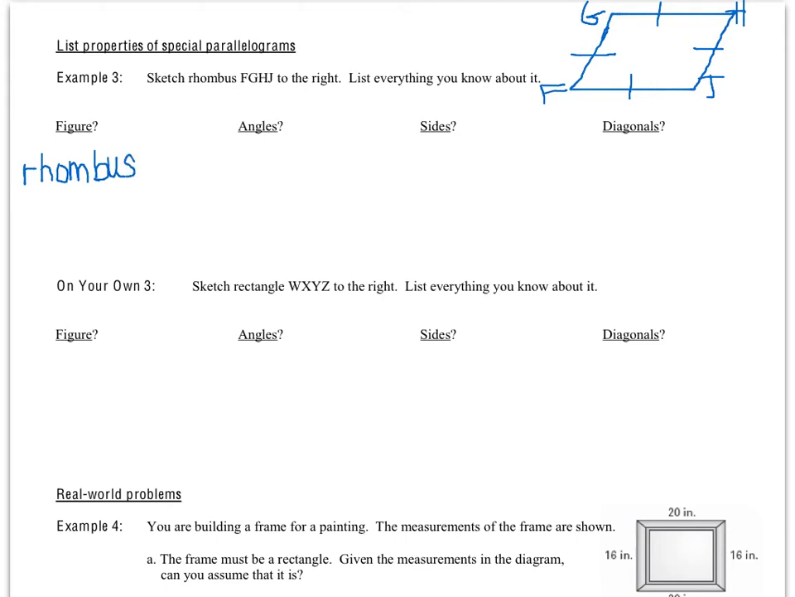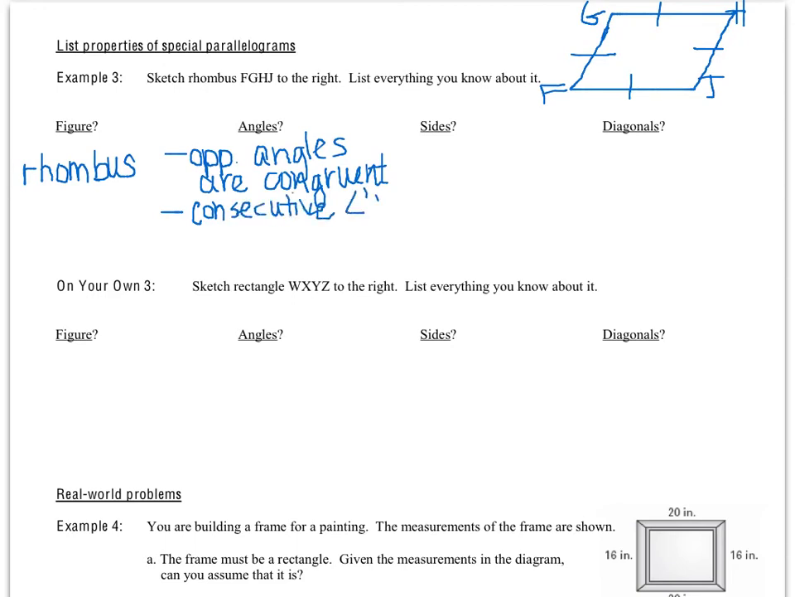Well, what do we know about the angles? For a rhombus, that means it's also a parallelogram. So opposite angles are congruent. That's one thing we know about the angles. Another thing that we know, because it's a rhombus, it's again also a parallelogram. Consecutive angles, let's use the angle sign, are supplementary. For the sides, what we know, since it's a rhombus, is that we have 4 congruent sides.